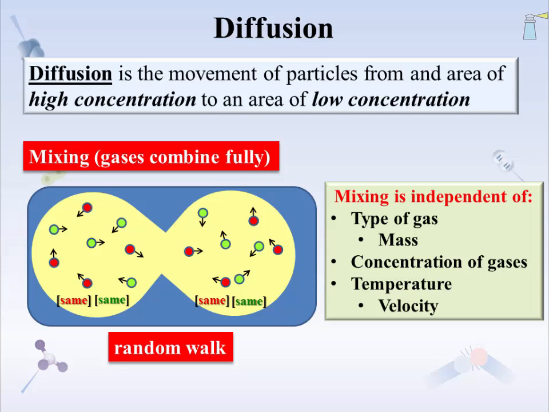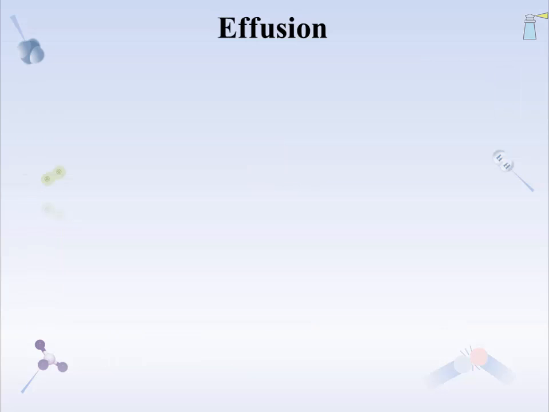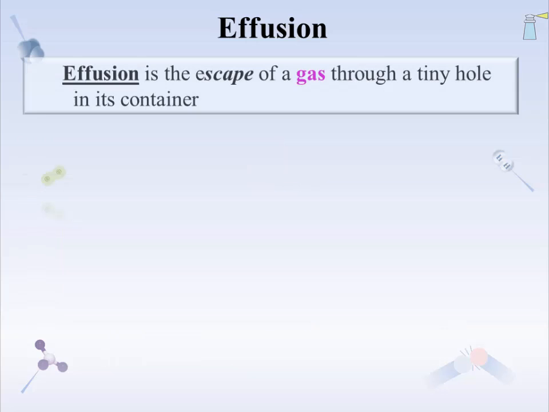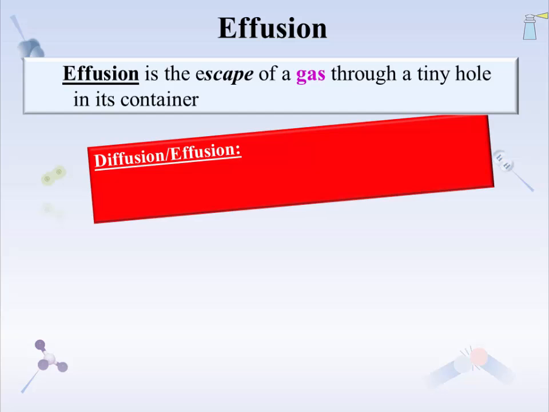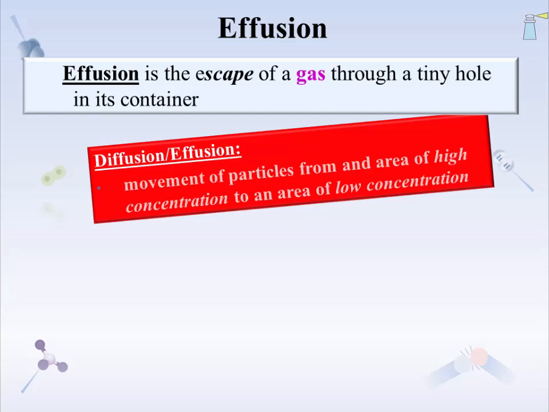A companion property to diffusion: effusion. Effusion is the escape of a gas through a tiny hole in its container. In most ways, it is really just the diffusion through the tiny hole. To reiterate, what drives diffusion and effusion is the movement of gas particles from an area of high concentration to an area of low concentration, and that will happen through the random motion of particles.